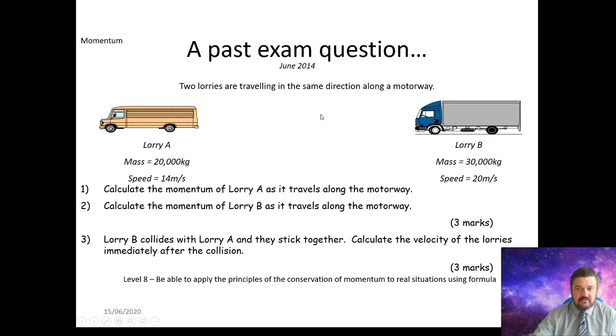We've broken it down a little bit into step by step. So what I want you to do, we've got two lorries. One's got a mass of 20,000 kilograms and a speed of 14 meters per second. The other one's got a mass of 30,000 kilograms and a speed of 20 meters per second. So nicely step by step through for you. Calculate the momentum of lorry A as it travels along the motorway. Calculate the momentum of lorry B as it travels along the motorway. Lorry B collides with lorry A and they stick together. Calculate the velocity of these lorries immediately after the collision.